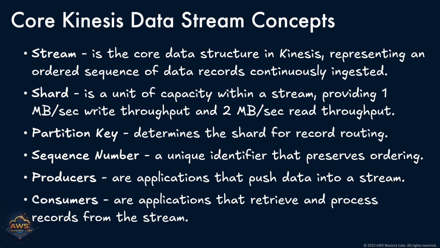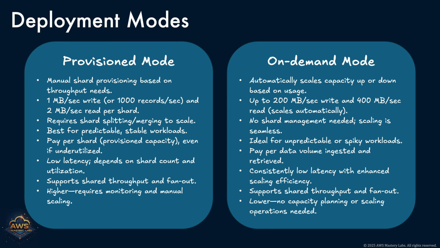And finally, checkpointing is critical. Consumers typically keep track of which records have been processed, ensuring data is not missed or reprocessed unnecessarily, enabling robust, scalable, and resilient data pipelines. When deploying Kinesis data streams, AWS gives you two flexible modes to choose from: provisioned mode and on-demand mode, each optimized for different kinds of workloads.